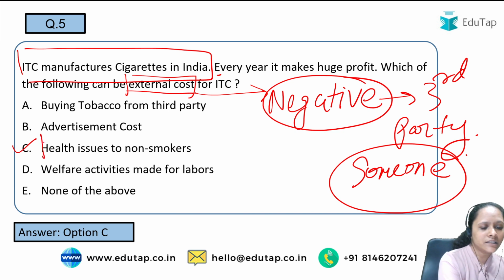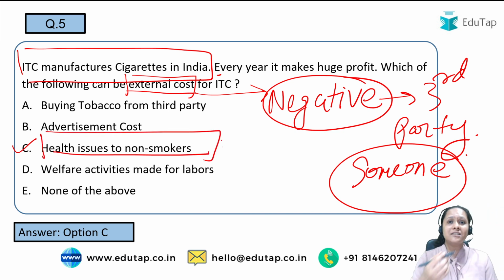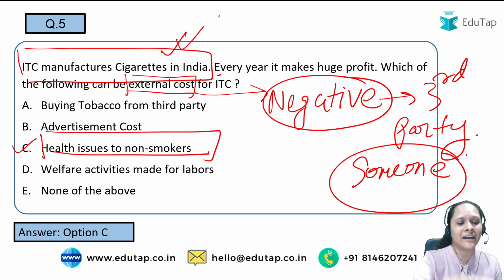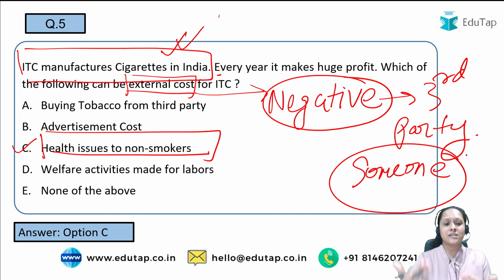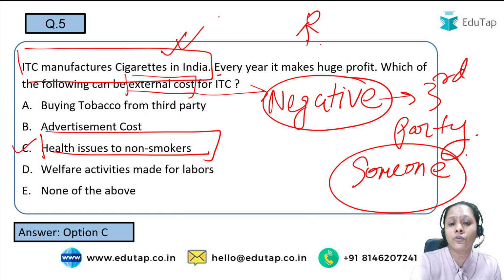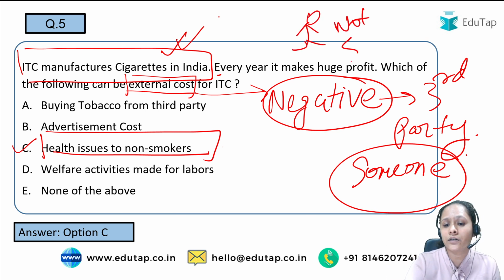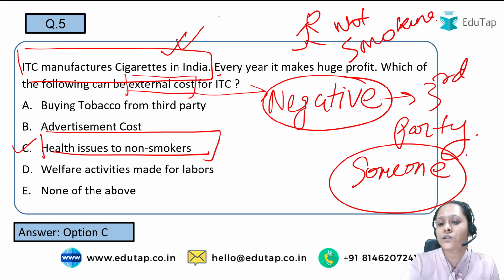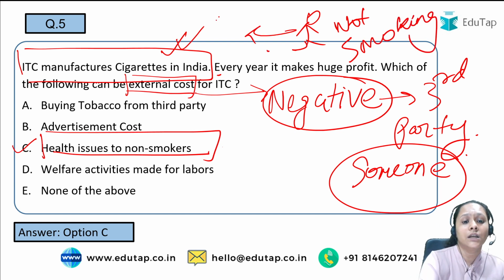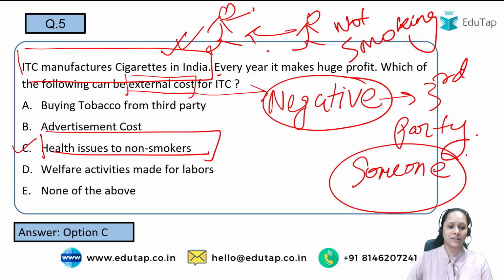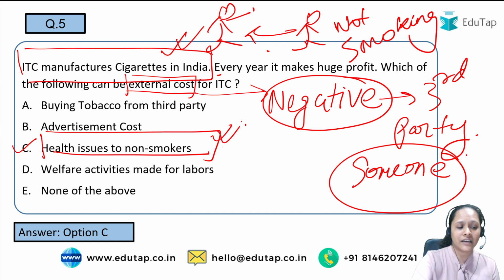Now, health issue to non-smokers. When people start buying cigarettes manufactured by ITC, and they start smoking, the people in their surroundings start developing various health issues. So this is the negative effect which is borne by a third party. Matlab wo insan jo smoke nahi kar raha tha, theek hai? Not smoking. He has to bear the cost of a person who is using cigarette. So option C is the correct answer.